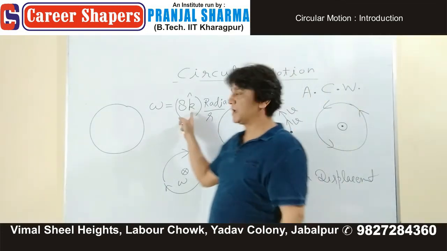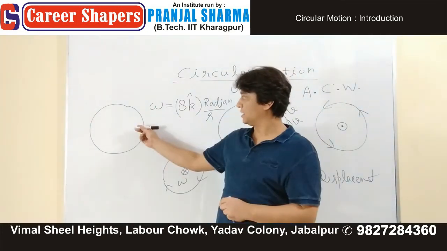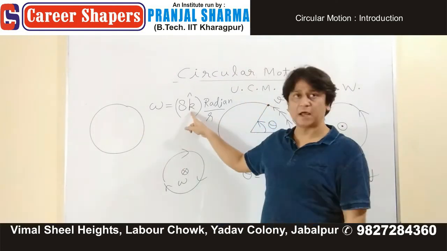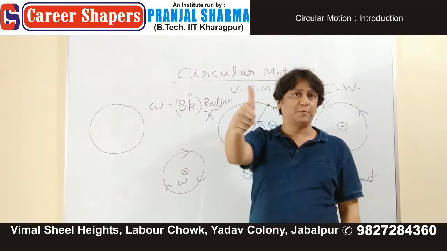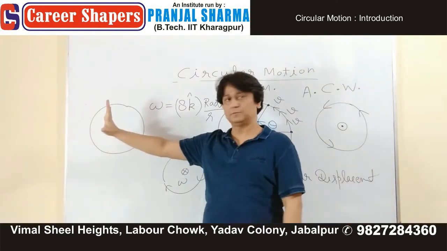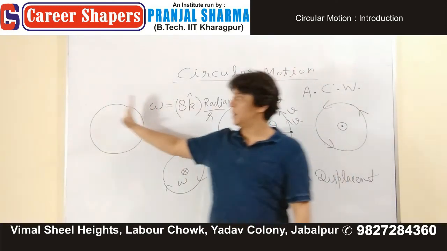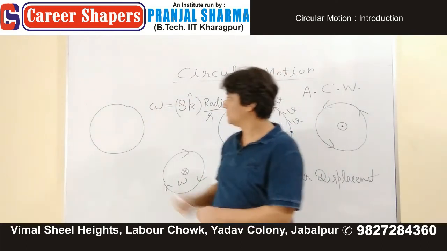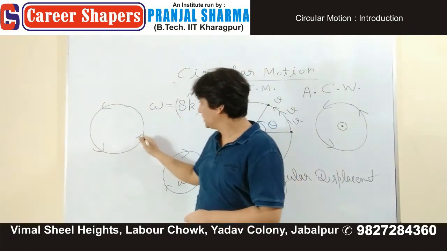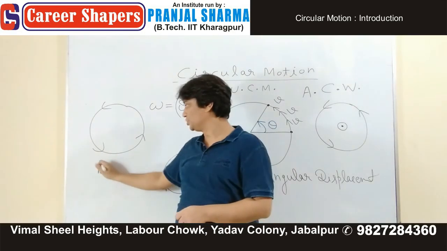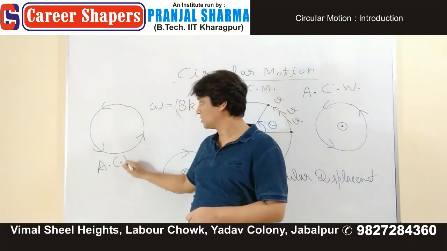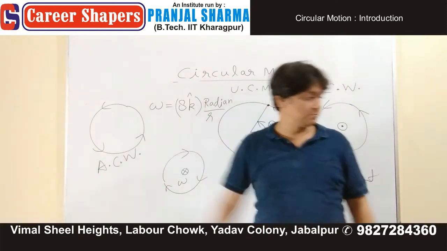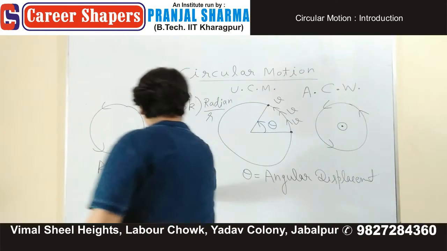If I say k cap, what is k cap? This is i, this is j, k is out. The moment I say k cap, it tells you to keep your right hand thumb out. Look at the curl: anti-clock. That's it. This is the sense of rotation. What type of sense do you see? Anti-clockwise. That's how you define omega and all.